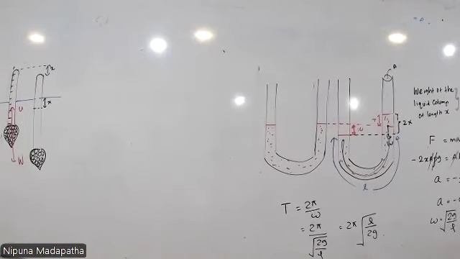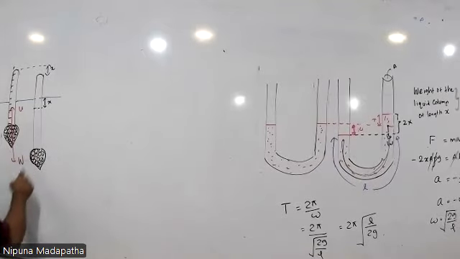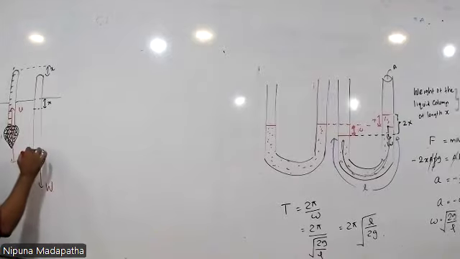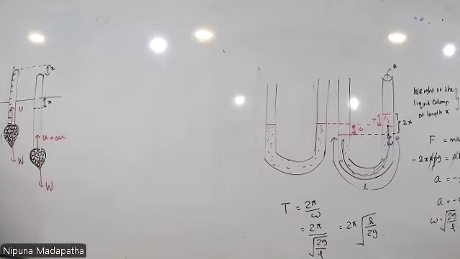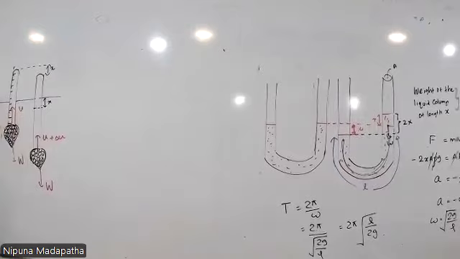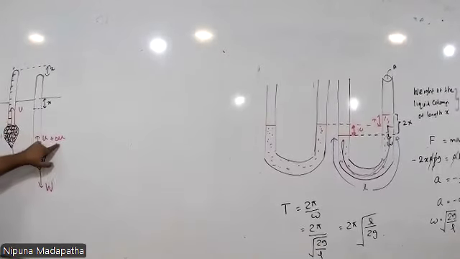An excess upthrust is acting on the hydrometer. Initially the upthrust is U and the weight W equals U. Now the upthrust has increased by delta U, so the total upthrust is U plus delta U.